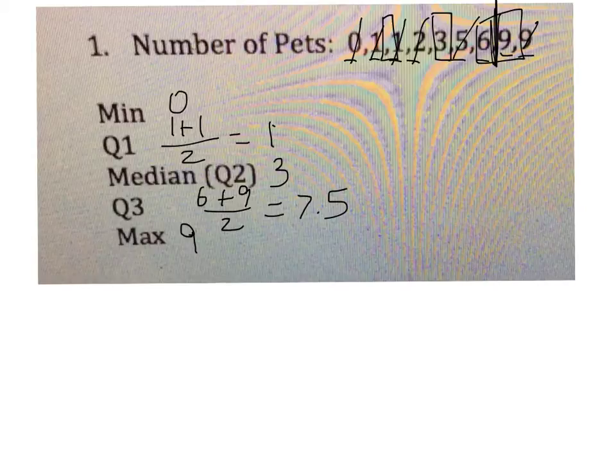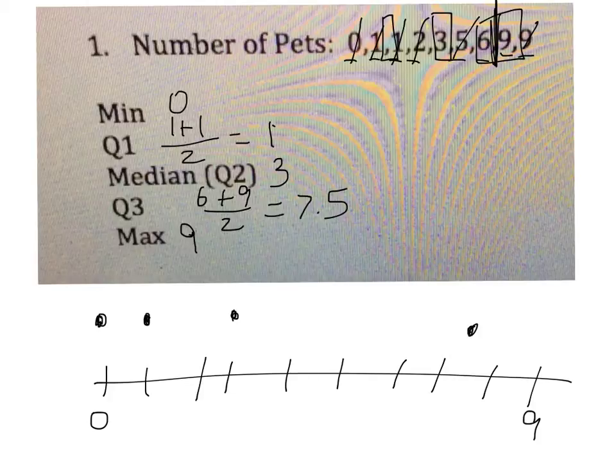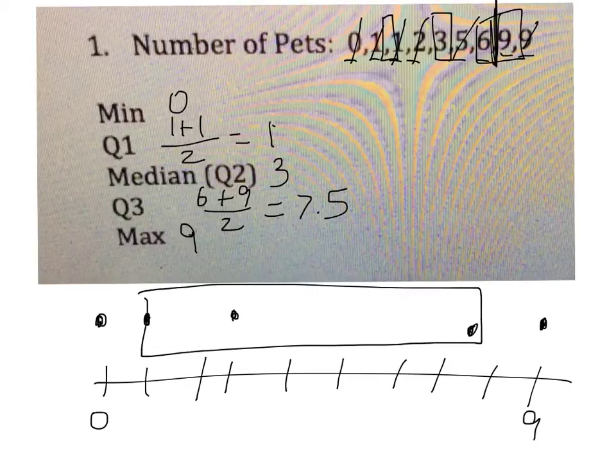Now you have to actually make your box and whisker plot. You can make your graph from 0 to 9: 0, 1, 2, 3, 4, 5, 6, 7, 8, 9. Your minimum is at 0. Your quartile 1 is at 1. Your median is at 3. Your Q3 is at 7.5. Your maximum is at 9. So there are my 5 points. Make your box around the middle 3, put a line down your median, and then connect your whiskers. That is a box and whisker plot.